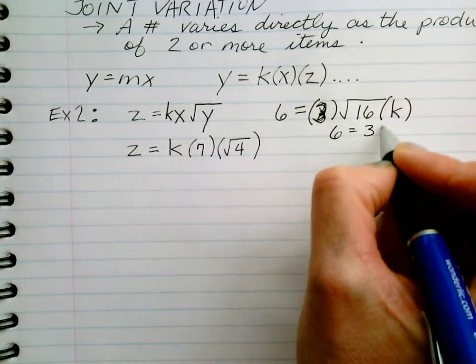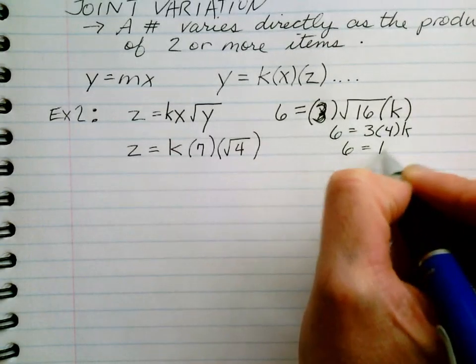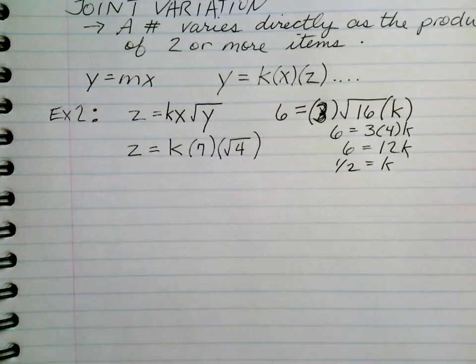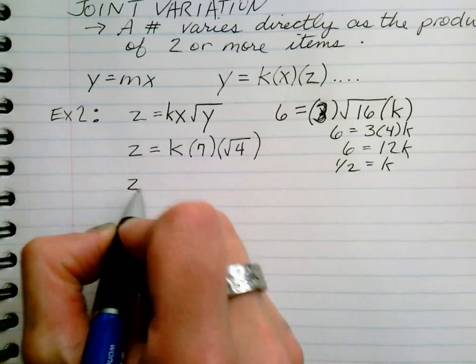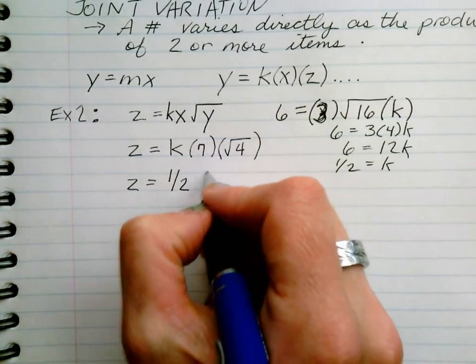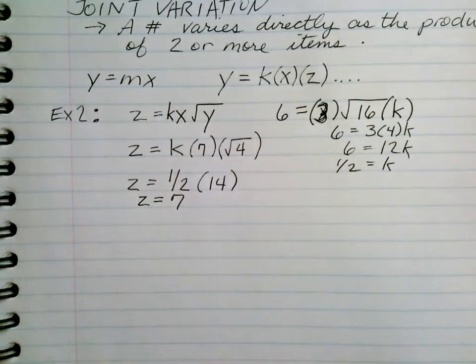6 equals 3 times 4 times K. 6 equals 12K. K is a half, right? Hopefully you're able to see that. If I know K is a half, then I can solve for Z. Z is equal to 1/2 of 7 times 2, which is 14, right? Would you say half of 14 is 7?